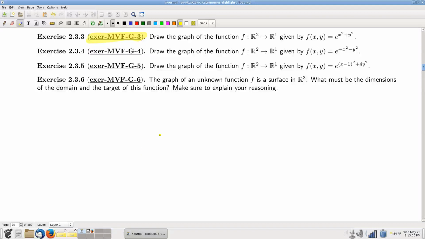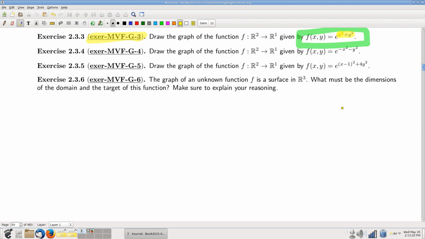All right, so here's our function. The key observation to make at the beginning is to realize that x and y appear only in this special form, and so the graph is going to be rotationally symmetric around the z-axis.